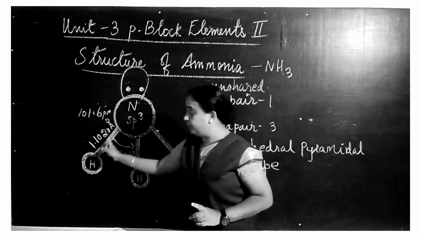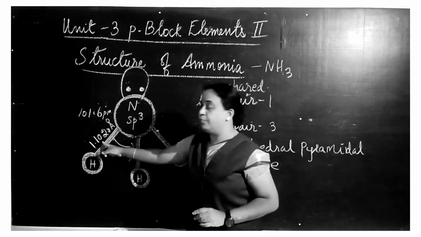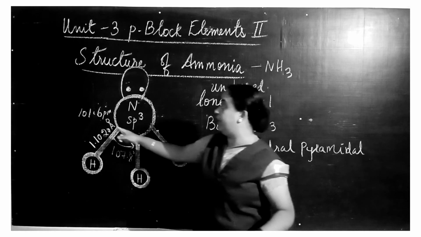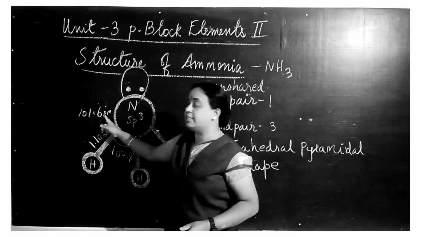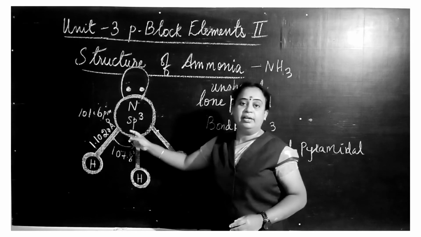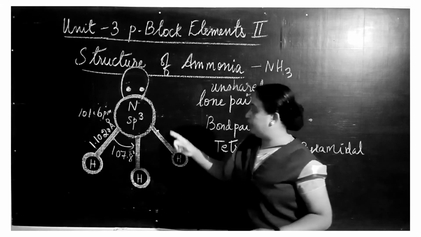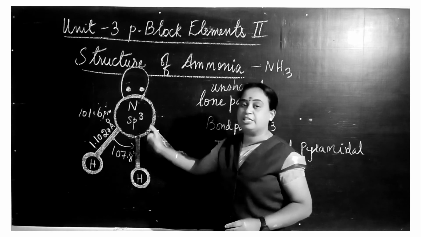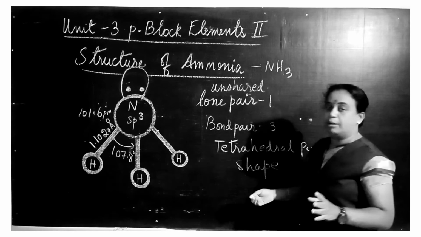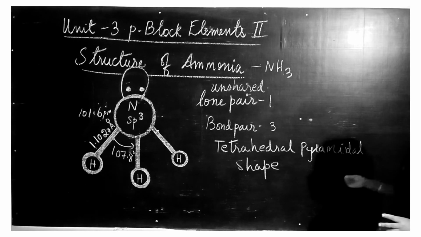And the length of this bond between nitrogen and hydrogen is 1.0160 Angstrom units, and when we tell it in picometers, we say it is 101.6 picometers. And the hybridization involved in this ammonia is sp3 hybridization. Nitrogen is bonded to hydrogen by means of sp3 hybridization. Now by looking at the shape of this ammonia, the ammonia has a tetrahedral pyramidal shape.